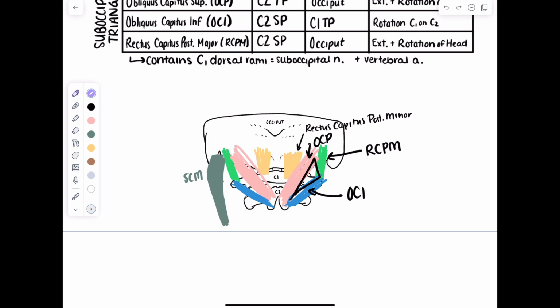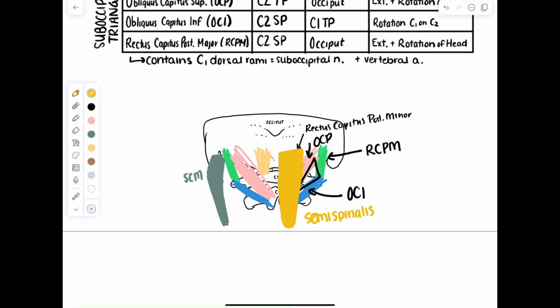Deeper to that, we have our semispinalis and our splenius. So our splenius, we'll do it in this dark yellow. Splenius is going to come, it sort of comes right where we saw here, but it comes down like this, right on the inside. So that is our semispinalis.